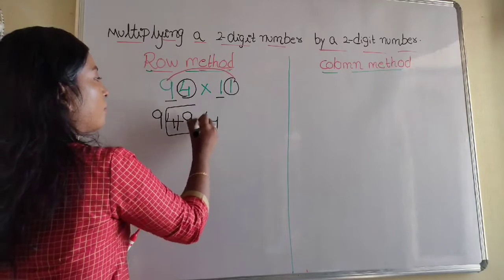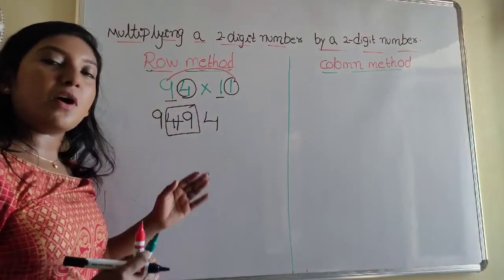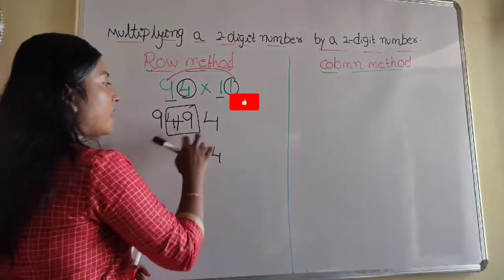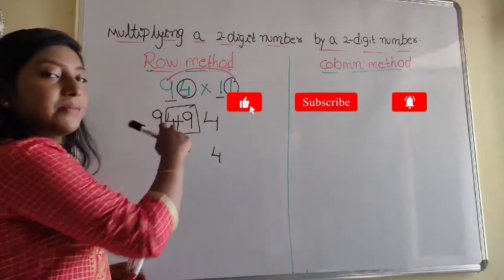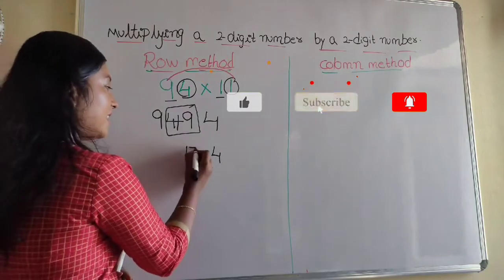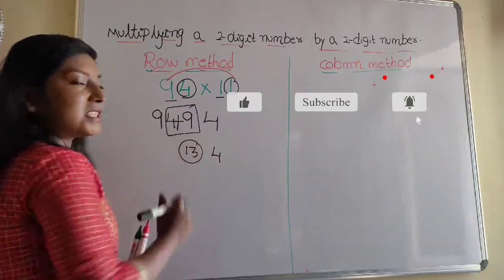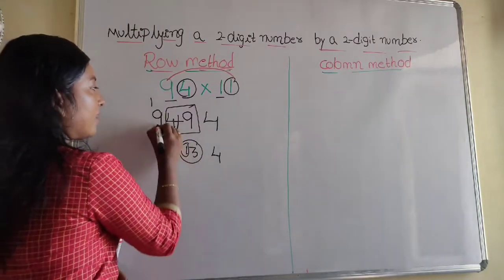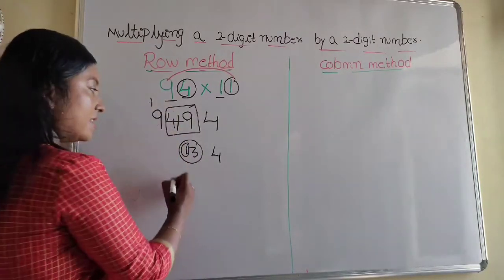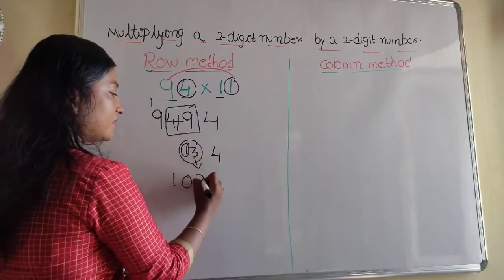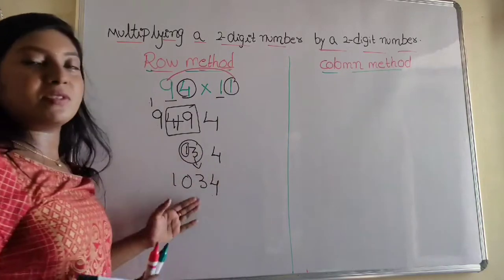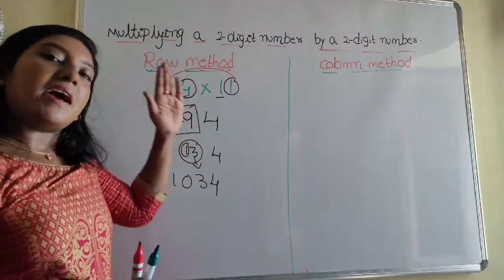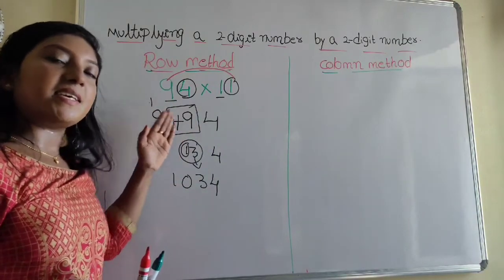So here we have 4 plus 9. That means we are getting a carryover if we add. So get this 4 down and 9 plus 4 gives 13. 13 means here we got a carryover. So bring this 1 here. 9 plus 1 gives 10. So 10 and 3, 4. So 1034 is your result. If we get the carryovers, carry it to the next digit and add it.